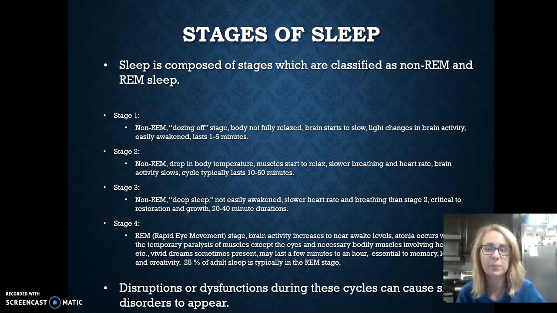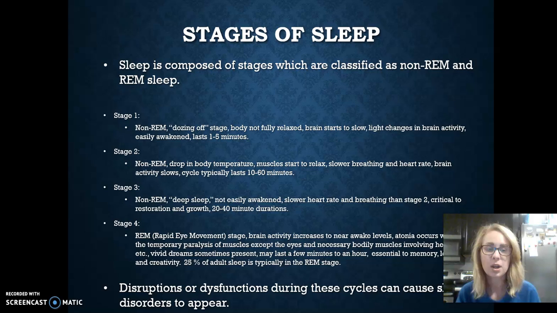Stage number 3, non-REM, deep sleep, not easily awakened, slower heart rate and breathing than stage 2, critical to restoration and growth, 20 to 40 minutes duration. Stage number 4, REM, rapid eye movement stage. Brain activity increases to near awakened levels.